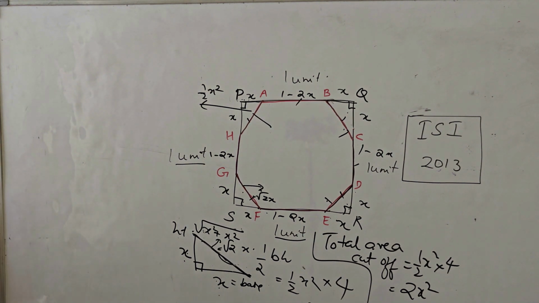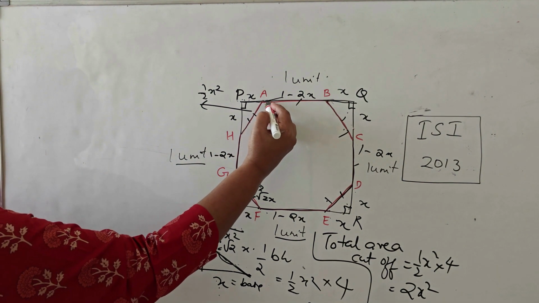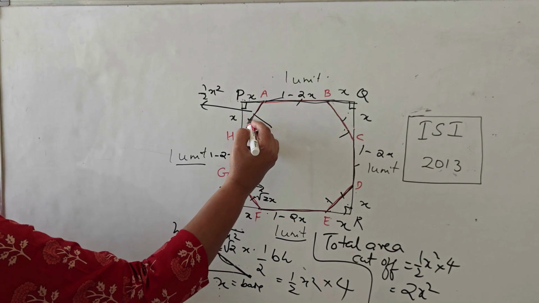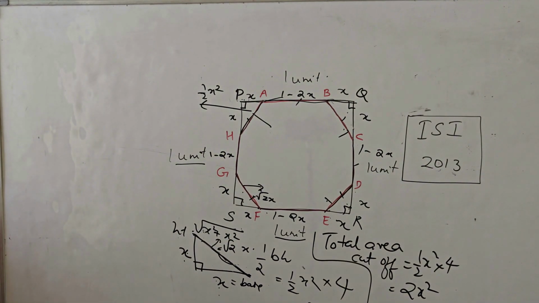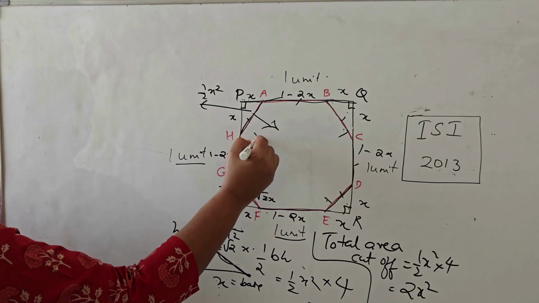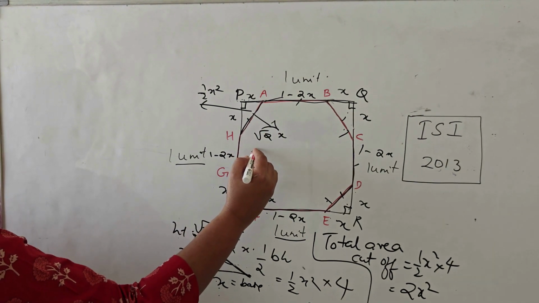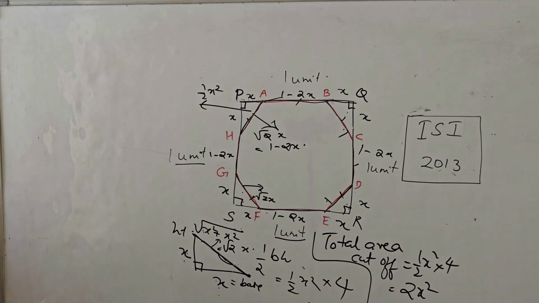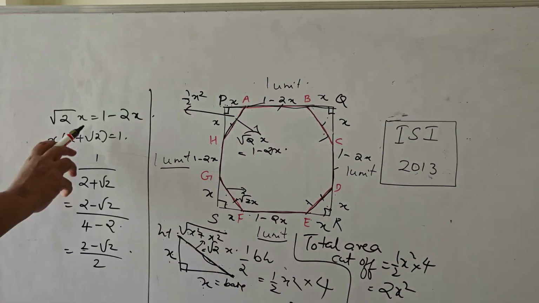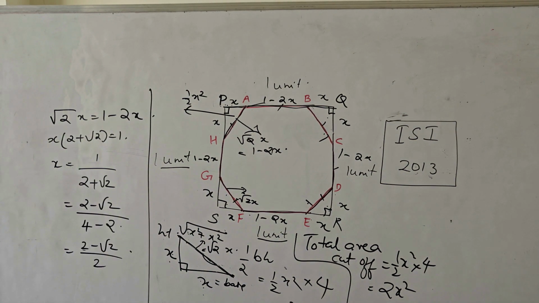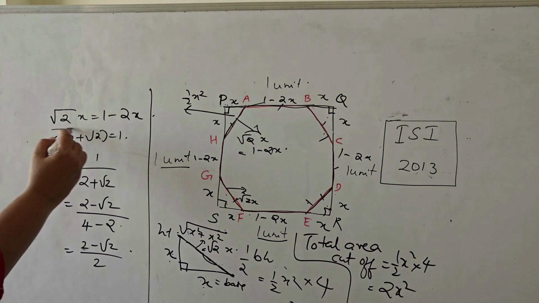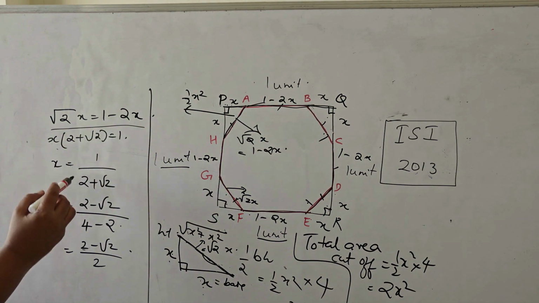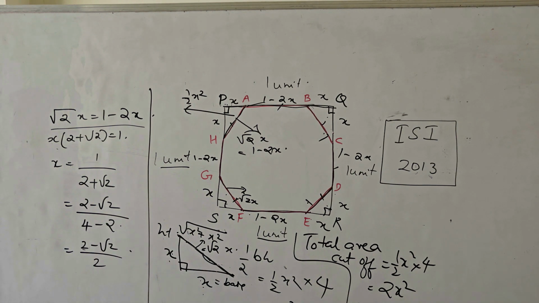Okay. Now, what do you mean by a regular octagon? A regular octagon is one which is having all sides equal and all angles equal. So, if this side is 1 minus 2x, this side also has to be equal to 1 minus 2x. This side we already found out is equal to root 2x. So, root 2x is equal to 1 minus 2x. Now, let us solve for x. So, here you can see how I have found the value of x. After equating both of them, I have grouped the terms containing x and I am getting x is equal to 1 by 2 plus root 2.